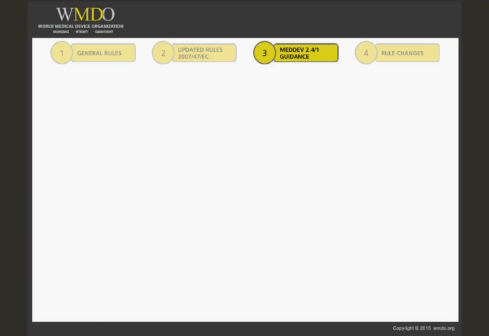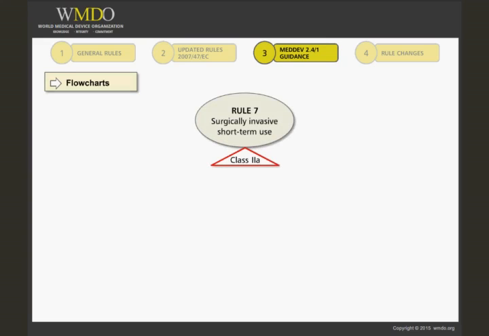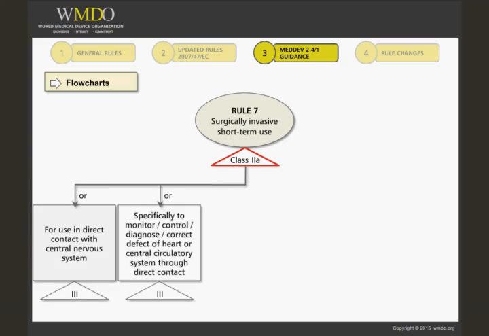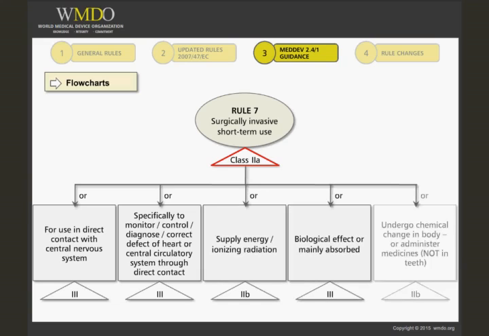The guidance includes flowcharts for the classification rules. Here is an example of the flowchart in MedDev 2.4/1 for Rule 7, which addresses short-term surgically invasive devices. As you can see, there are possibilities for a short-term surgically invasive device to fall into Class 2A, 2B, or 3, depending upon the intended use or contact with the body. When you read these rules, if the device does not fit the descriptions in the more specific boxes, then it falls into the default box at the top, which in this case is Class 2A.